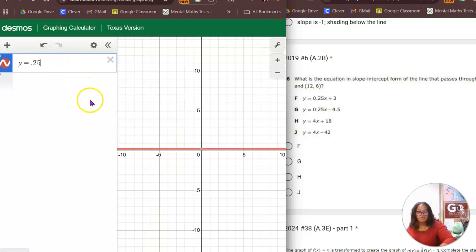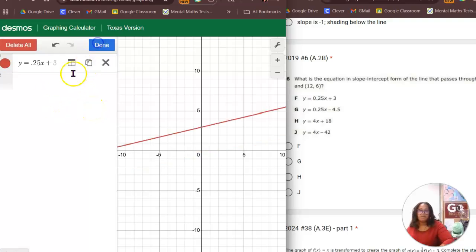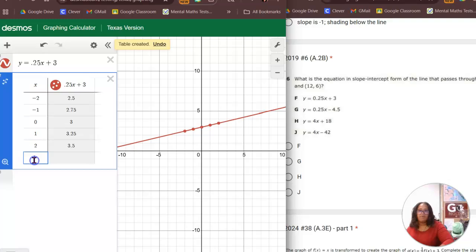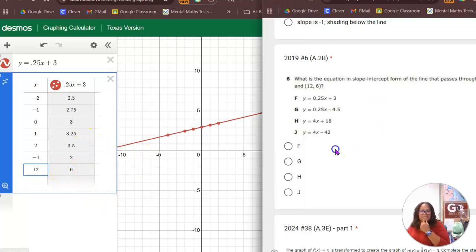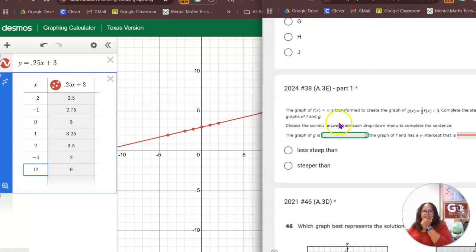Y equals 0.25x plus 3. Table. -4 and 2, 12 and 6. Oh, it's the first one. Oopsies. All right, let's do the next one.